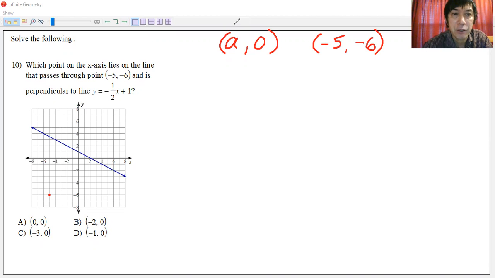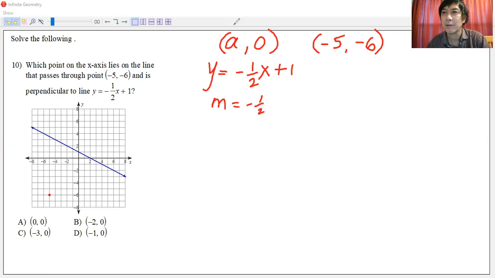So the given line is y equals negative 1/2 x plus 1. What could be the slope perpendicular to this slope? So the slope here is negative 1/2. The perpendicular must be negative of this, and that will be a positive. And 1/2 becomes 2/1. So its slope is positive 2/1, or simply 2 there.